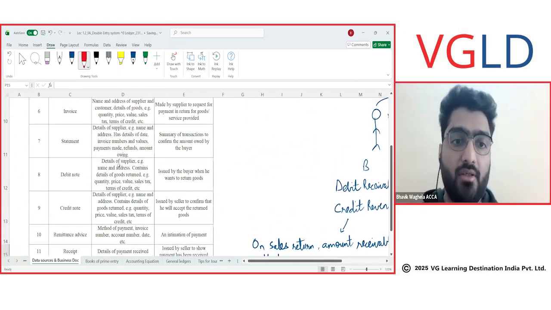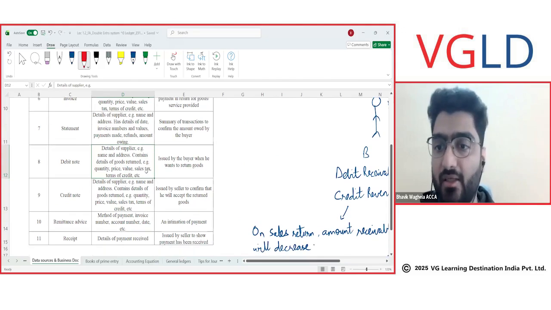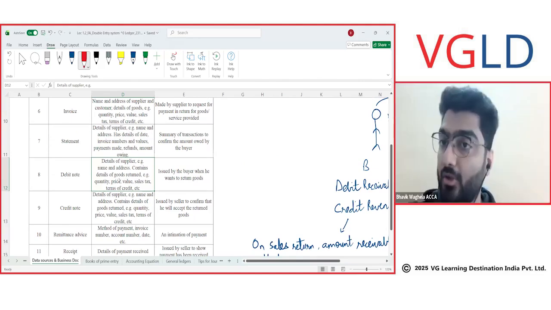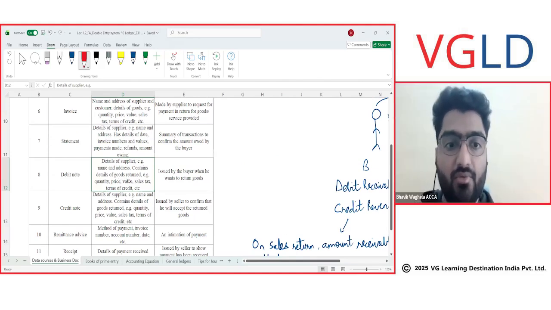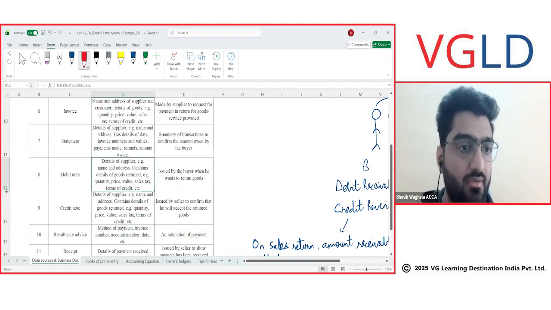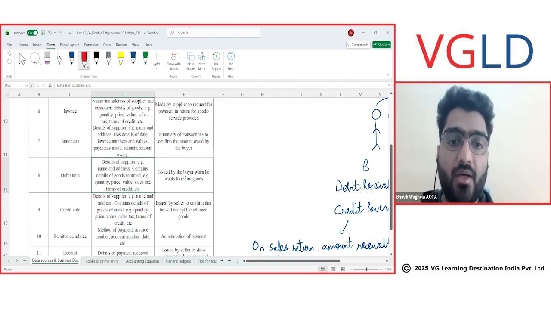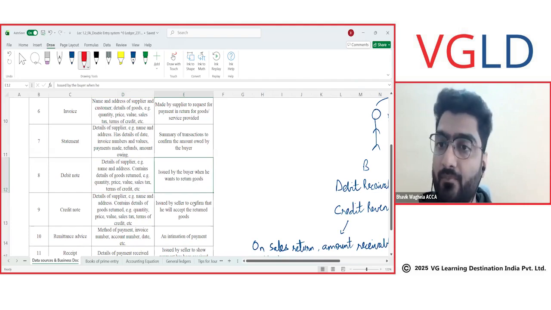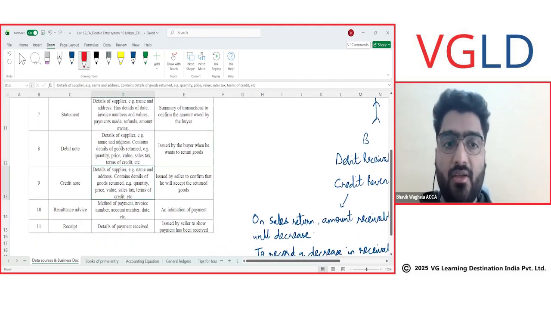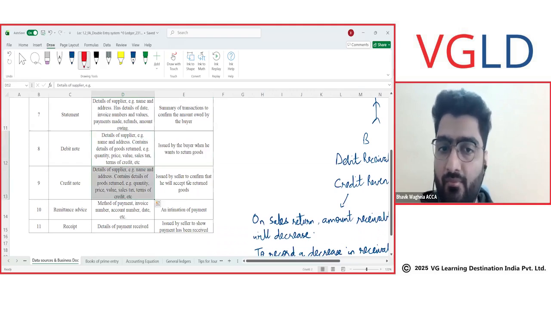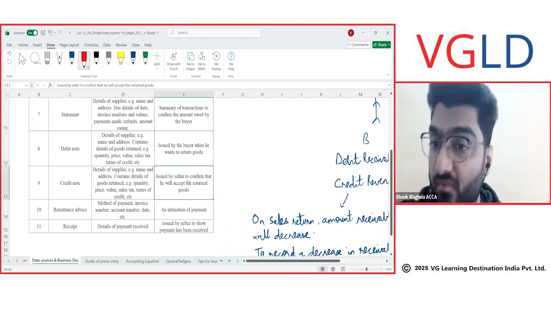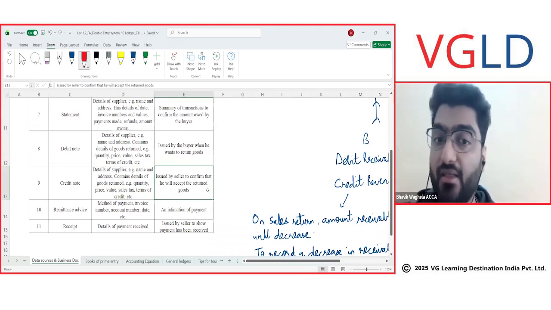So debit note: details of supplier, for example names and address, contains details of goods returned, for example quantity, price, value, sales tax, terms of credit, etc. Issued by the buyer when he wants to return goods. Credit note, again the same details, issued by the seller to confirm that he will accept the returned goods.